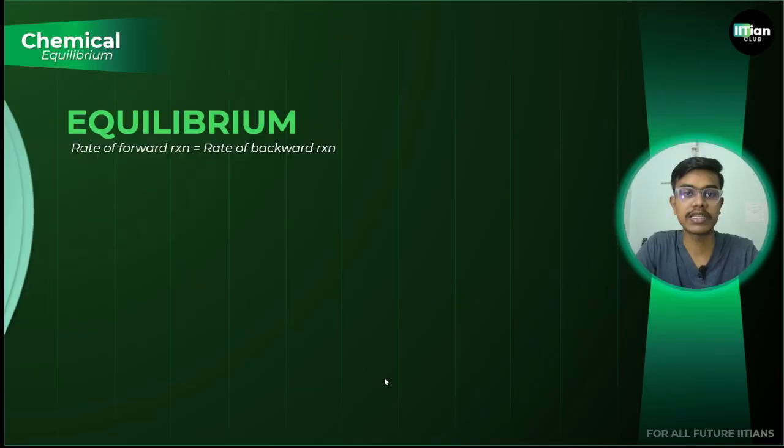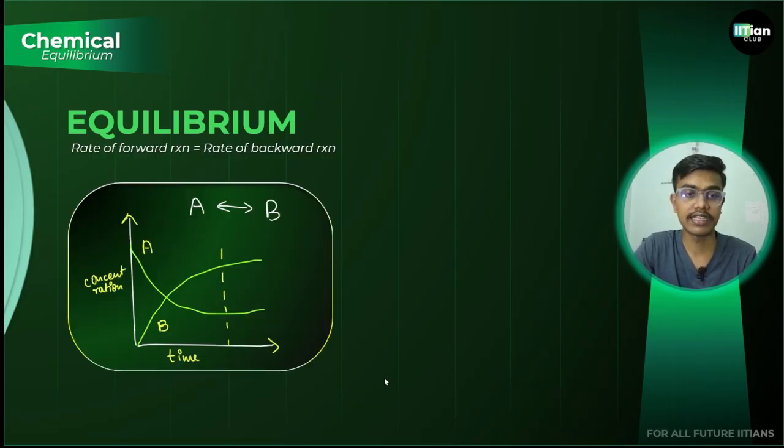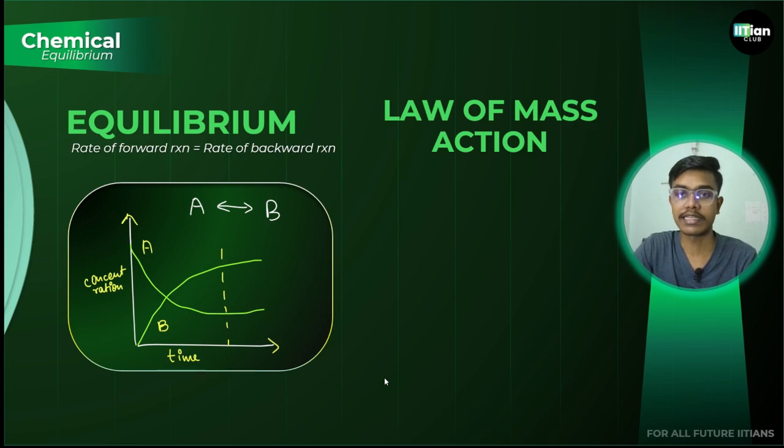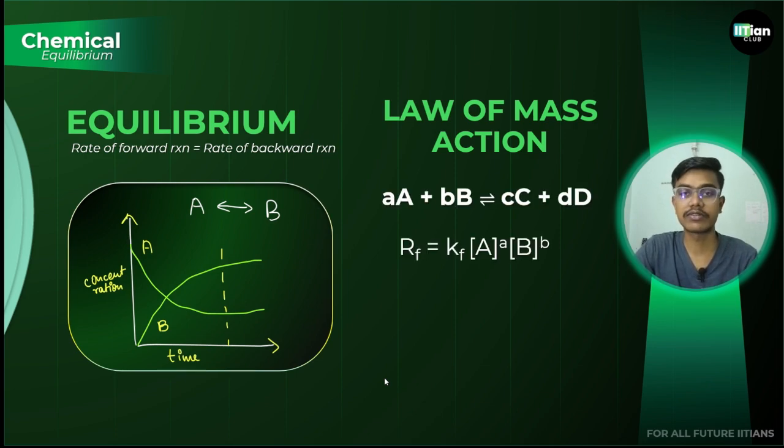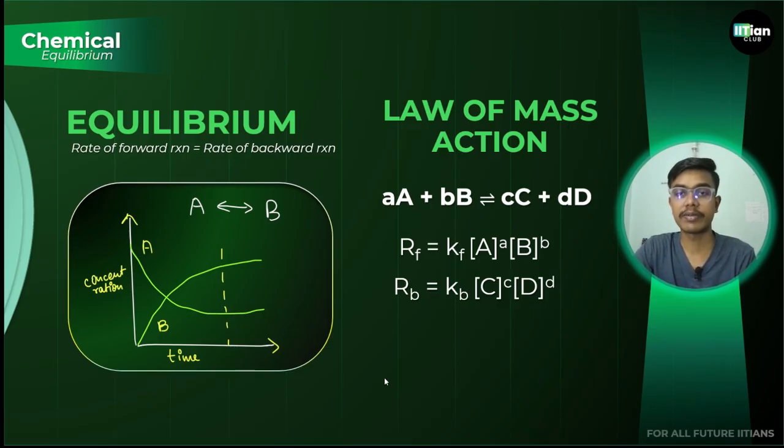Moving on, we have equilibrium. By equilibrium, what we mean is the rate of the forward reaction is equal to the rate of the backward reaction. This is represented in a graph like this. Here we have the law of mass action, which tells us that if there is an equilibrium equation like this, the rate of the forward reaction is directly proportional to the concentration of the reactants raised to their respective stoichiometric coefficients. Similarly, the rate of the backward reaction is directly proportional to the concentration of the products raised to their stoichiometric coefficients.